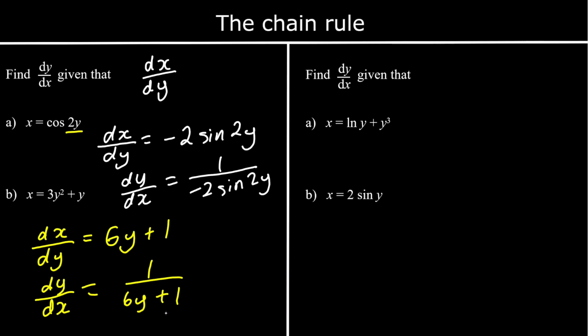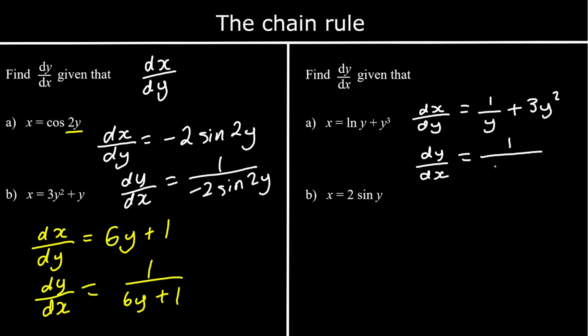2 for you to try. See if you can give them a go. So dx dy. So log y is going to give us 1 over y. And y cubed is going to be 3y squared. So dy dx is going to be 1 over that. So 1 over 1 over y plus 3y squared.